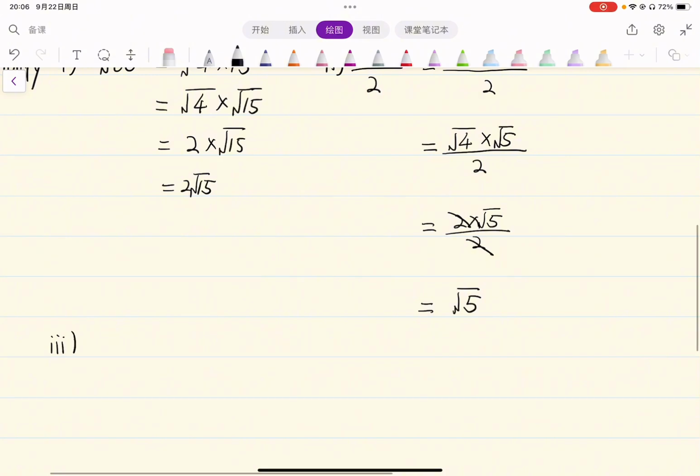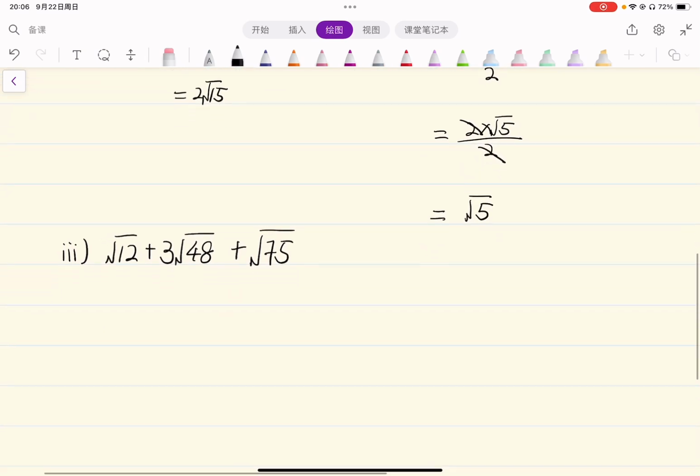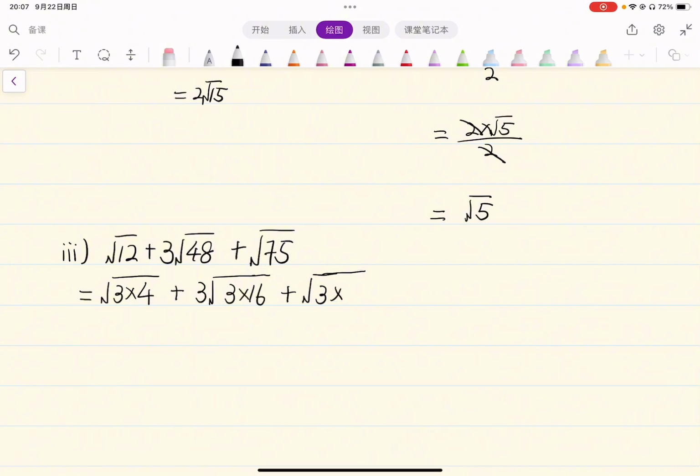Let's do the third one. Square root of 12 plus 3 square root of 48 plus square root of 75. Well, it's quite long, but we can do it. So we can write the square root of 3 times 4 for the square root of 12, because 12 equals 3 times 4, we find the two factors. And similarly, we get 3 times square root of 3 times 16 plus square root of 3 times 25.